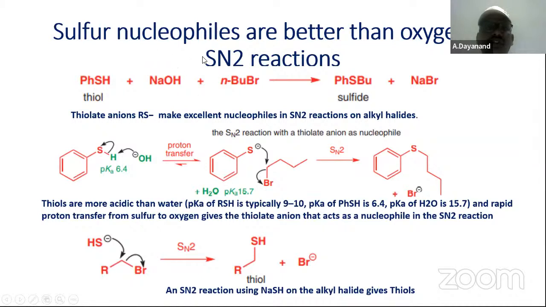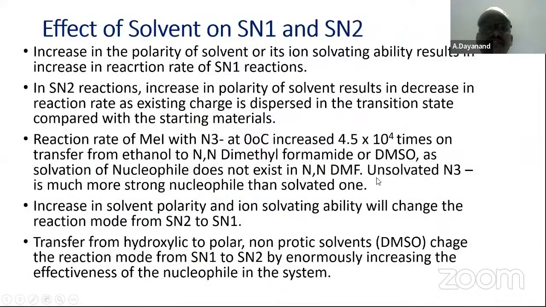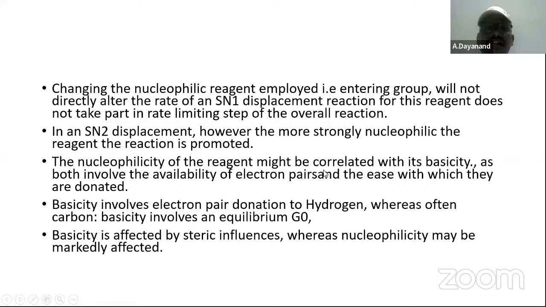Sulfur nucleophiles. We had seen this reaction also. That is thiophenol, as I called it, when NaOH is present with n-butyl bromide, it gives sulfide. Okay, sulfide is formed. The use of this one is to remove this H. Hydrogen is removed, and finally these sulfur nucleophiles are formed. Solvent, as I said, the polar solvents favor first order reaction, non-polar solvents favor second order reaction.